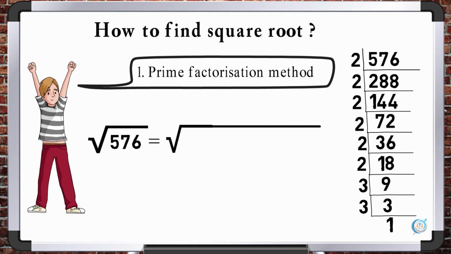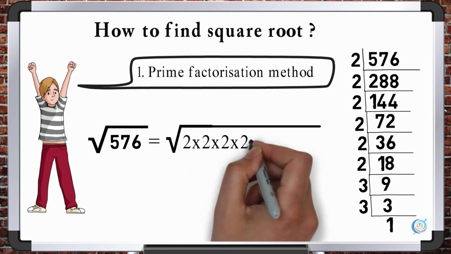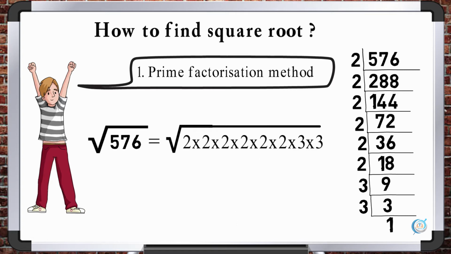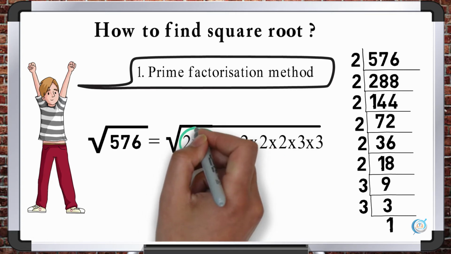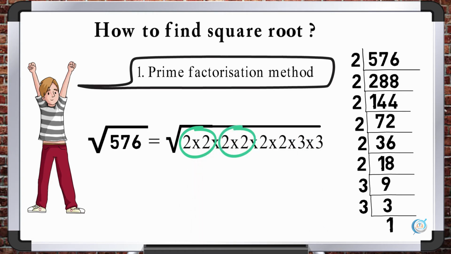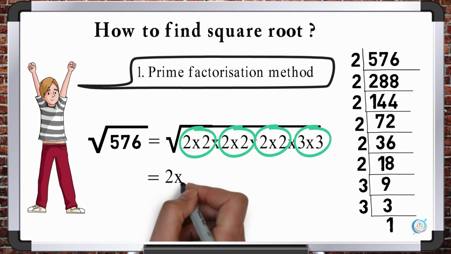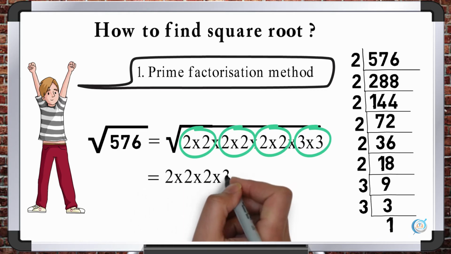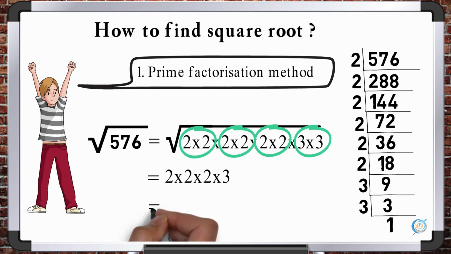So we can write it as square root of 2 into 2 into 2 into 2 into 2 into 2 into 3 into 3. Now we'll just pair the given numbers, that is 2 2's, again 2 2's, again 2 2's and 2 3's. After pairing, we can take one number from each. So it will become 2 into 2 into 2 into 3, which is equal to 24. Therefore, square root of 576 is 24.